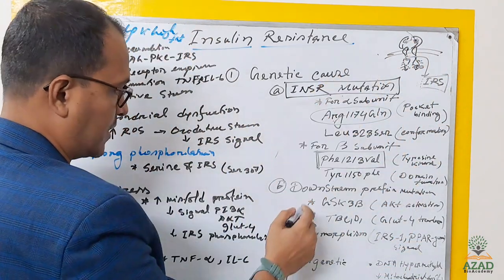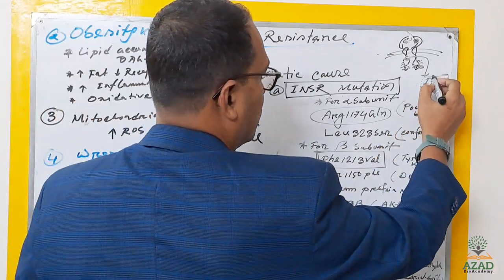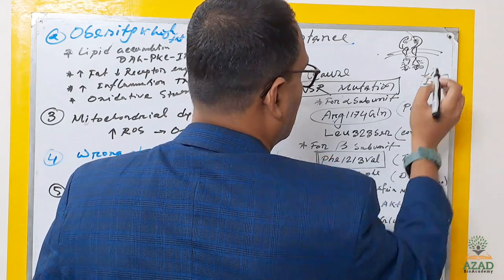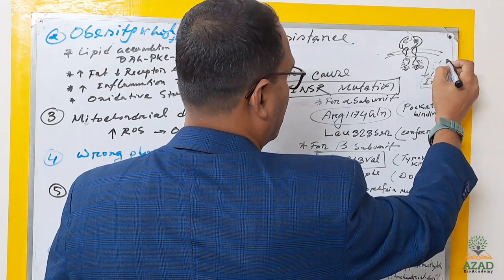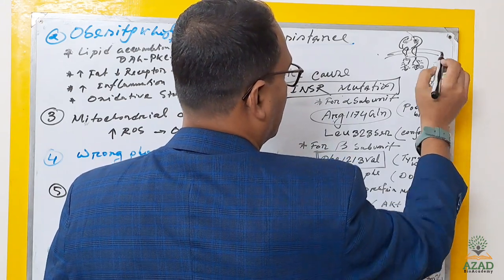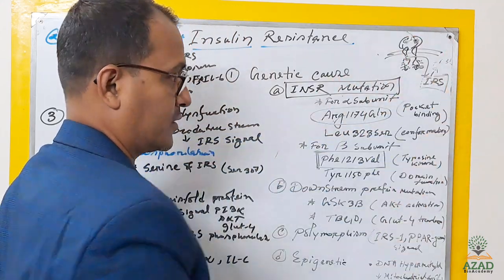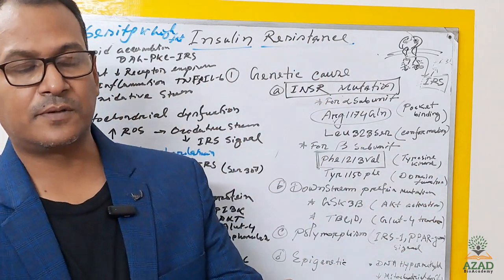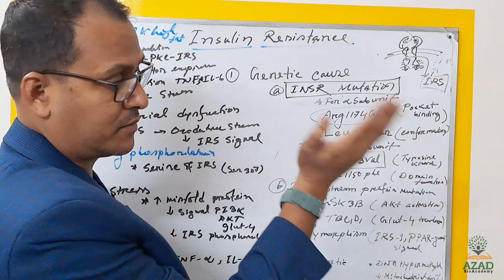And if I go to the further gene, the IRS, insulin receptor substrate protein, will activate PI3K, and that PI3K will activate PIP2, and then PIP2 will turn into PIP3. Already I've explained that in my previous video.